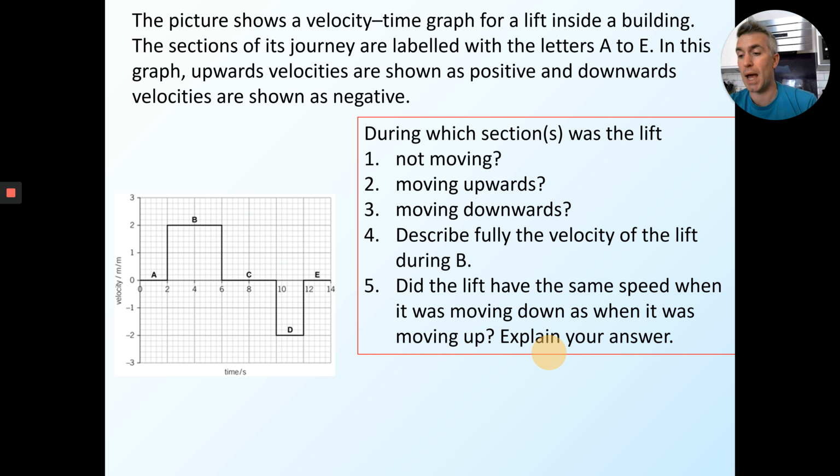So A, B, C, D, or E. Which sections is it not moving? Which sections is it moving upwards? A, B, C, or D? And which section is it moving downward? Can you describe the velocity of the lift during B? What happens? And did the lift have the same speed when it was moving up as when it was moving down? Explain your answer.